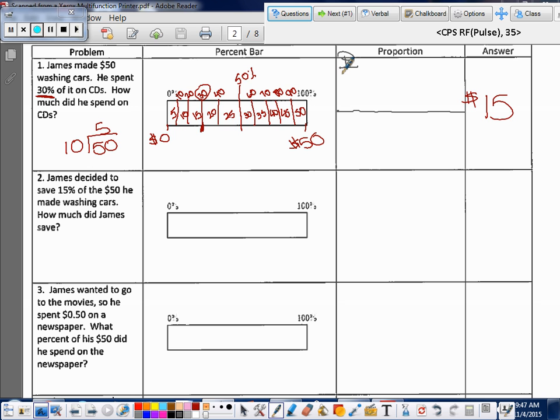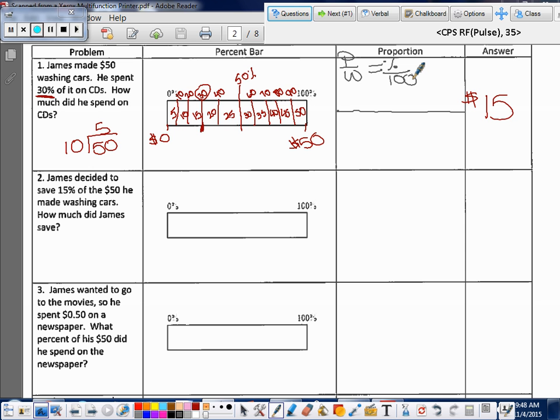Here's our formula we're going to use. Part over whole equals percent over 100. I told you, and I'm glad you're writing this down, Xavier. That helps me a lot. Make sure, if you don't understand what I'm saying, write this down right now. Thank you. The part over the whole equals a percent out of 100.